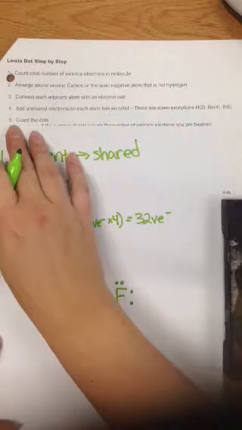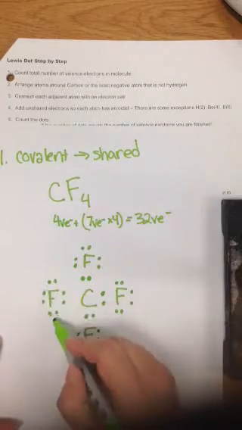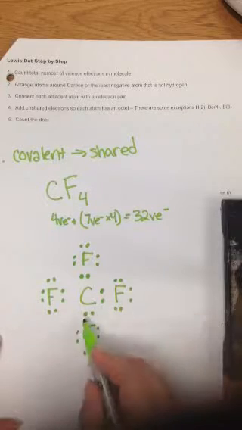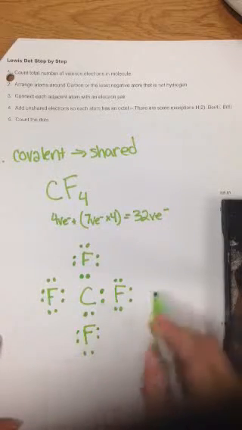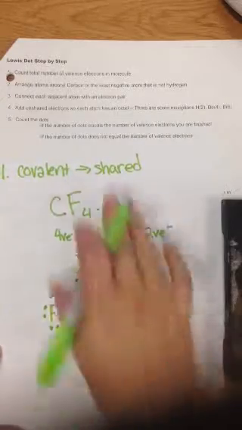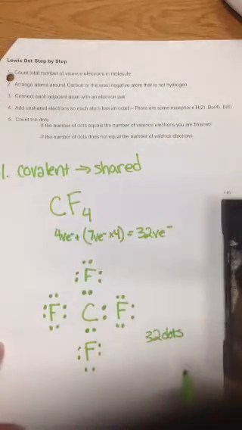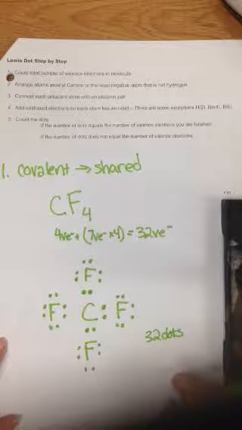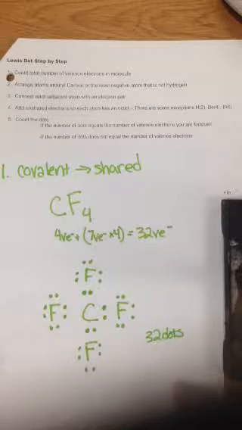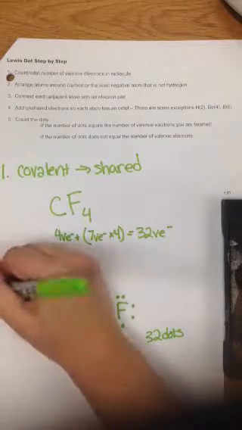It says 5, count the dots. So I'm going to count 2, 4, 6, 8, 10, 12, 14, 16, 18, 20, 22, 24, 26, 28, 30, 32 dots. Sweet. If the number of dots equals the number of valence electrons, you're finished. Guess what? I'm finished. Sweet, I've just drawn the Lewis structure for CF4, and that's what I'm going to expect you to do. This is the Lewis structure.